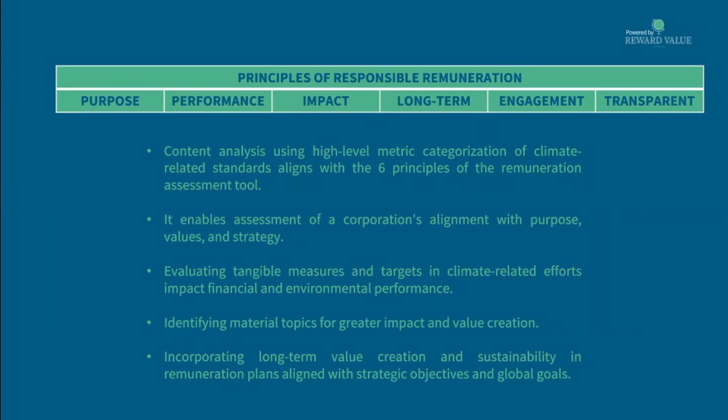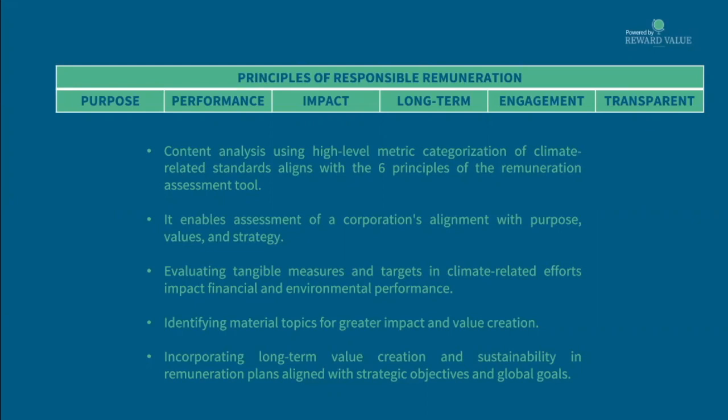By analyzing the categorization of climate-related disclosure standards, we can effectively assess a corporation's alignment with its stated purpose, values, and strategy. This analysis allows us to evaluate the tangible measures taken by corporations in their climate-related target setting efforts and their impact on financial and environmental performance. Additionally, the assessment of targets related to material topics helps identify the areas with the greatest potential for impact and value creation.